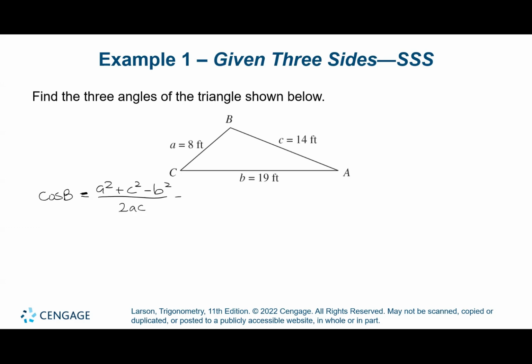And we know all this, right? So we're just going to plug them in here. a is 8, c is 14, and b is 19, divided by 2 times 8 times 14. Putting that in my calculator, I'll just leave it as a fraction, because to get angle B, I've got to do the inverse cosine to both sides. And you want to notice here that cosine B is negative.